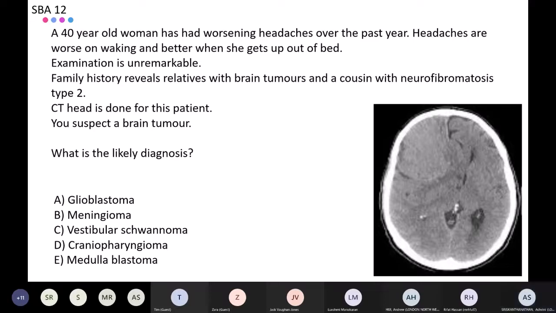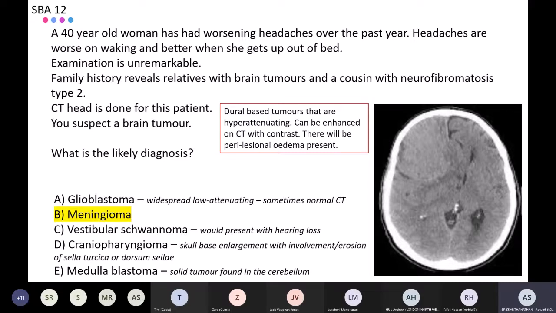Okay, so it was an even split between A and B, but A seemed to have won. But the answer is actually B, and I will tell you why. So it's a meningioma because it's a dural-based tumour. So you can see the tumour is pushing through from the dura itself, which is why it's a meningioma. And they tend to be hyper-attenuating. So you can see that it's a bit lighter than the rest of the brain. And with contrast, you can get it to enhance on CT as well. So this is a non-contrast CT.